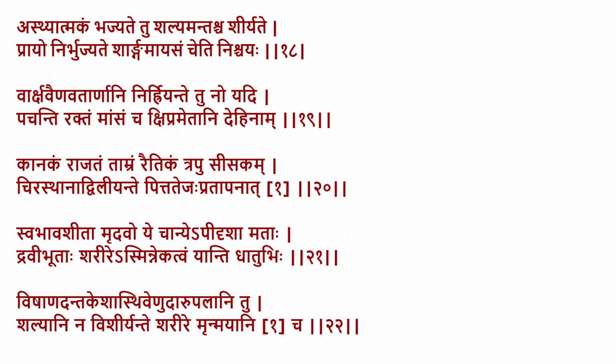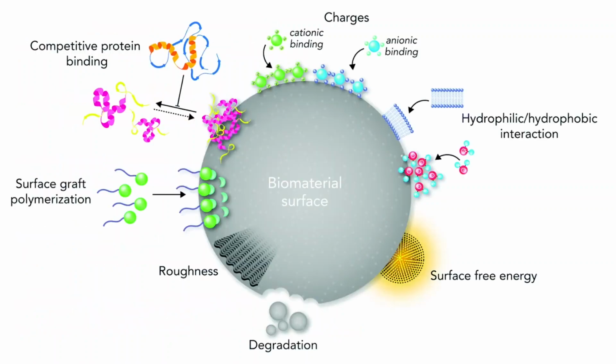Whereas Vishana Danda Keshasti Venu Darupalanito Shalyani Namishiriyante Sharire Brahmayanicha. Some of the animals' horns, teeth, etc., and hairs, like keratinized substances of the body, though they are endogenous, though they are organic, may not get absorbed in the body. Now, there is a bit of controversy. Plant materials may not get absorbed in the body, or even soil material may not get absorbed in the body.